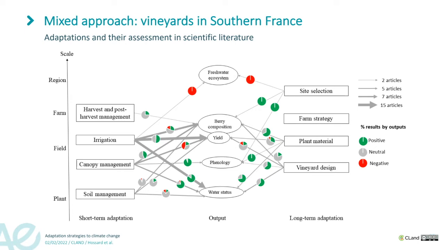And what is interesting is that the effects are not straightforward. For instance, for yield, in half of the cases, irrigation increases yield. In half of the cases, it's neutral. But for berry composition, it could even have a negative effect. So it's not straightforward. It's not one adaptation that will have the same effects everywhere in the world for vineyards.